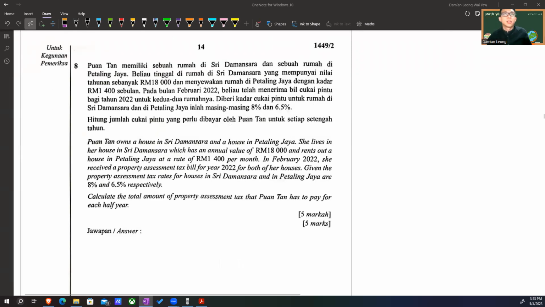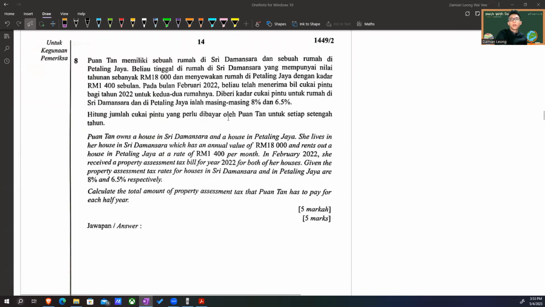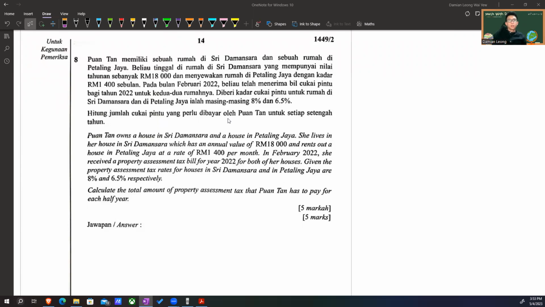And question 8. Puan Tan owns a house in Sri Damansara and a house in Petaling Jaya. She lives in the house in Sri Damansara, which has an annual value of 18,000 ringgit, and rents out the house in Petaling Jaya at the rate of 1,400 ringgit per month. In February 2022, she received a property assessment tax bill for year 2022 for both of her houses. Given the property assessment tax rates for houses in Sri Damansara and Petaling Jaya are 8% and 6.5% respectively, calculate the total amount of property assessment tax that she has to pay for each half a year.